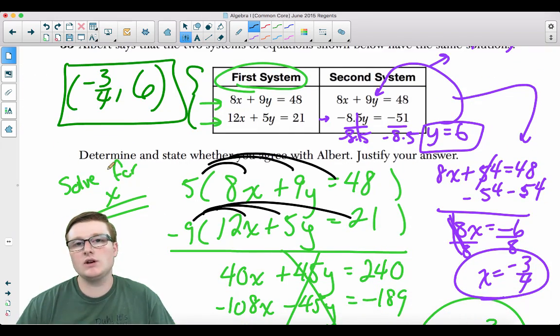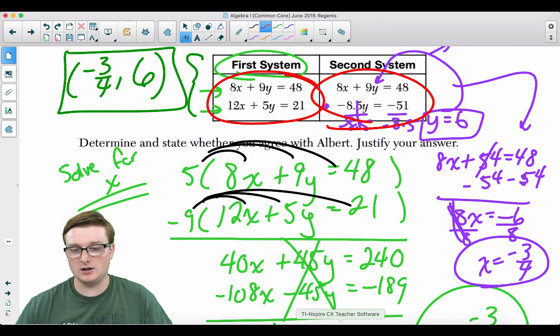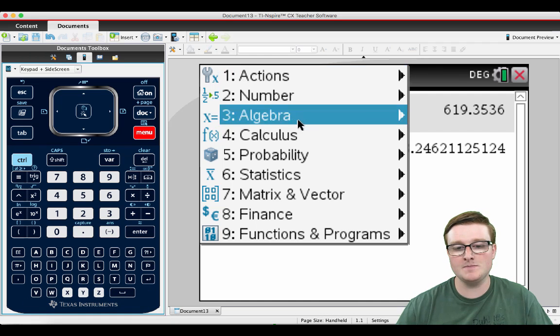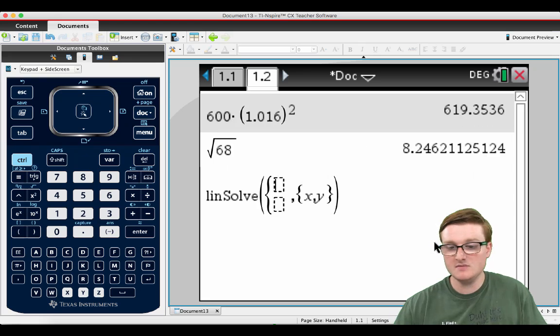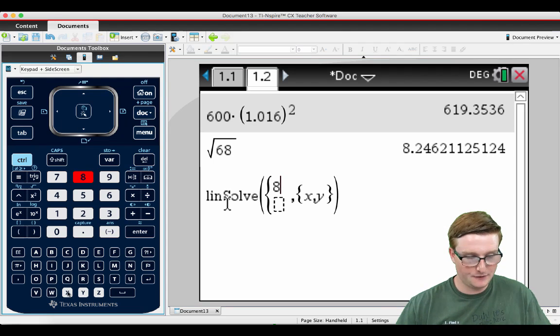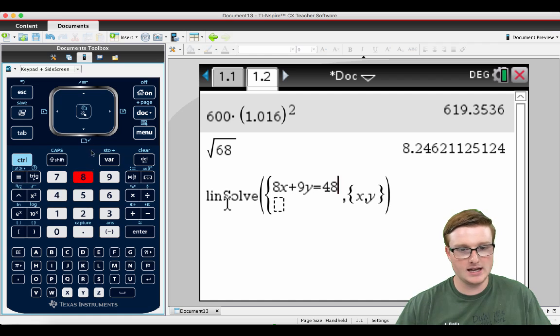Now, I'm going to show you really fast. You could put these into your calculator by going to Menu, Algebra, Solve System of Linear Equations, and just type these in. So if you type in the first system, which is 8x plus 9y equals 48, and remember that this is only for checking purposes, so you can't justify this on the Regents exam.